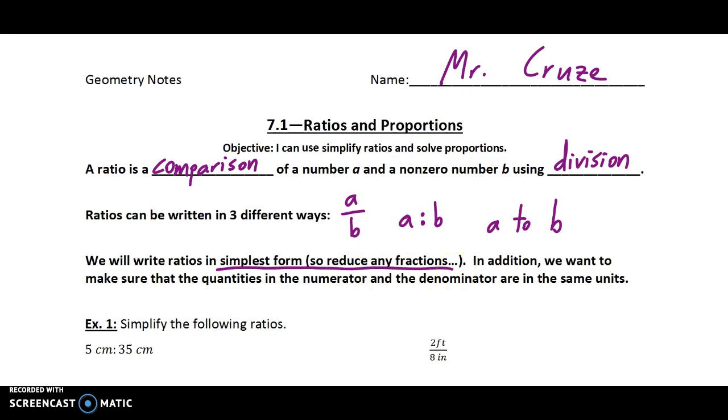Reduce any fractions. However, there's a huge issue here. When you're reducing ratios, the numerator and the denominator must be in the same units, okay? Circle this, star this, highlight it, something.